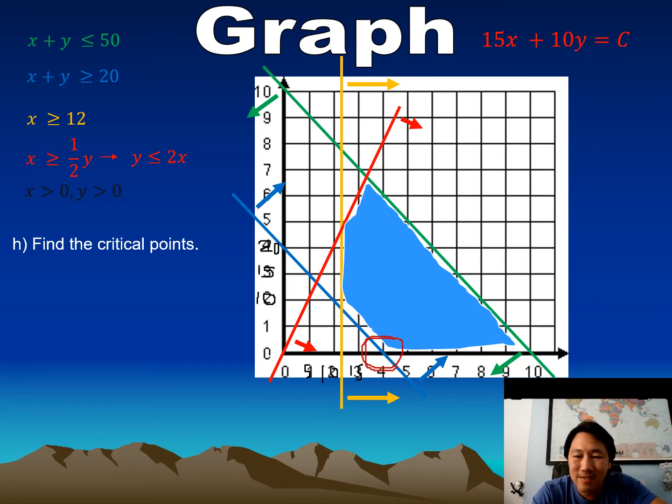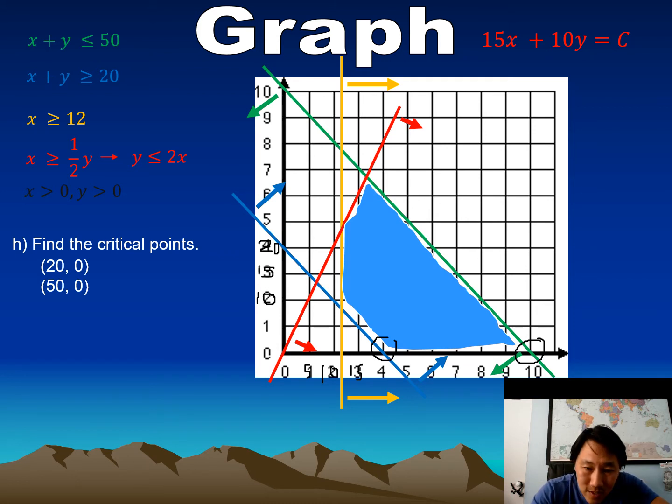All right, it looks like it is at, I know it says 4, but remember we're going by fives. So it's 5, 10, 15, 20. It looks like we're going to be at 20, 0. So that's our first one. Check. This one down here, if we count by fives, it goes all the way to 50, 0. That is our next critical point.